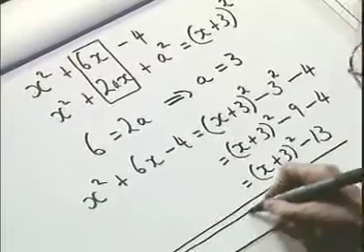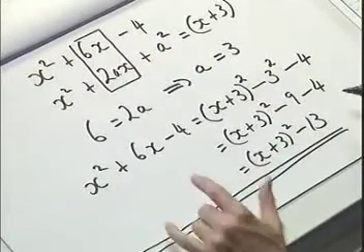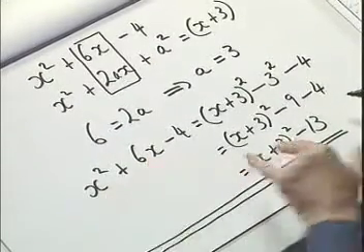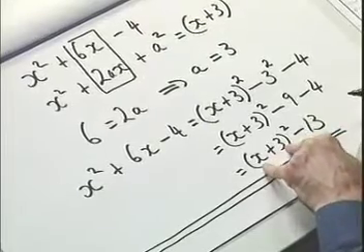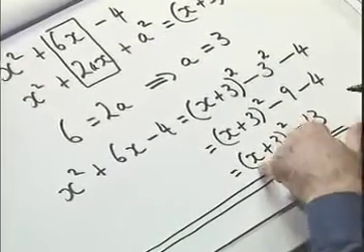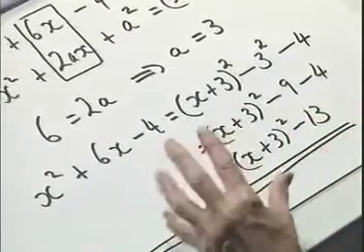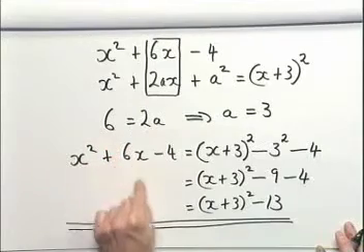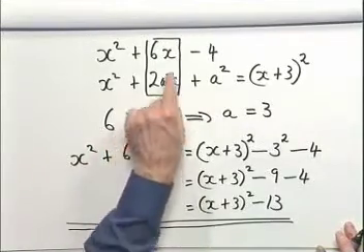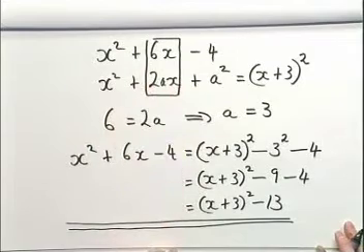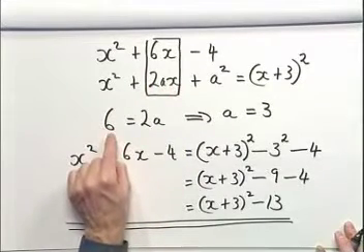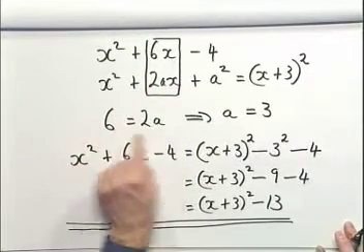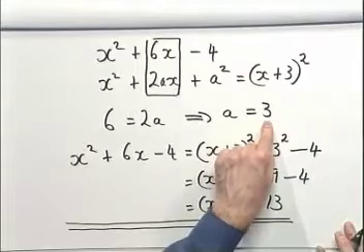So I have completed the square. I've made this bit a part of a complete square. And I've done it by comparing the coefficient of x with one of the two standard forms. And I saw that what I had to do was take half the coefficient of x.